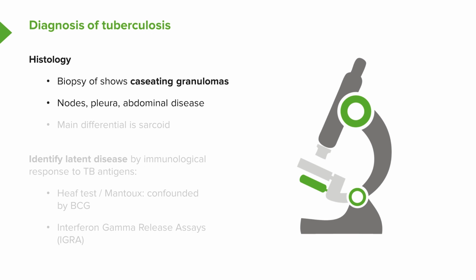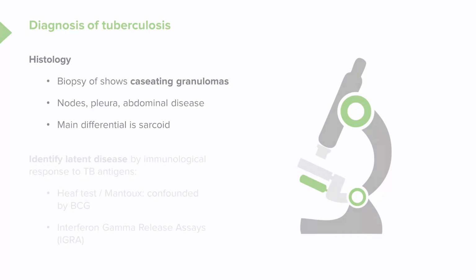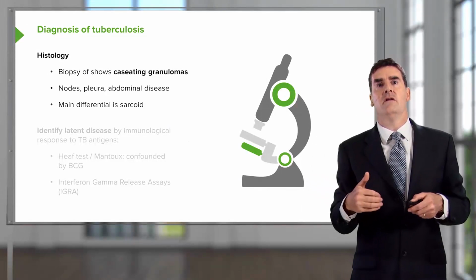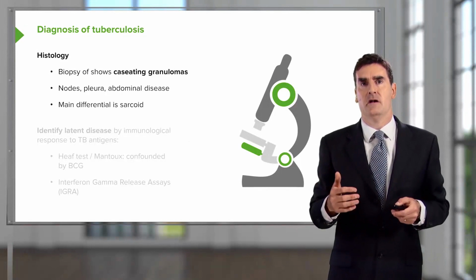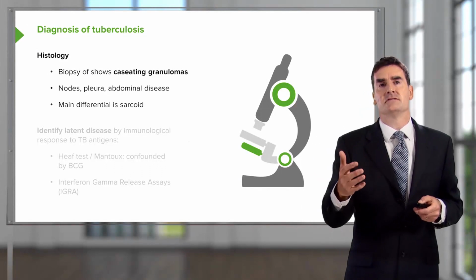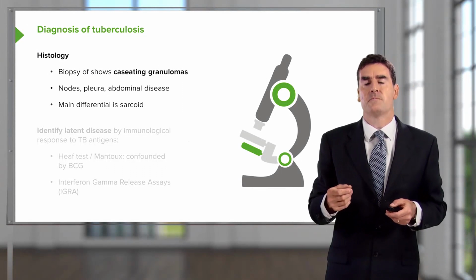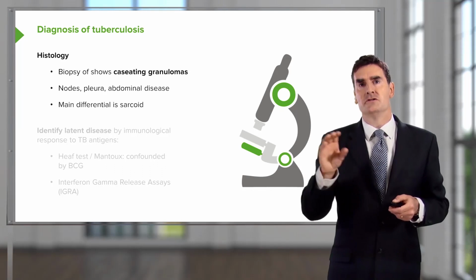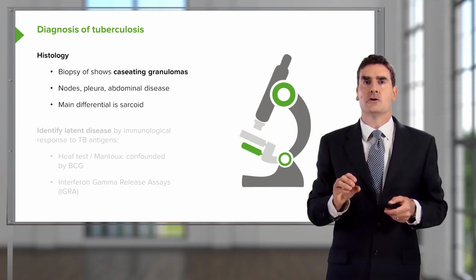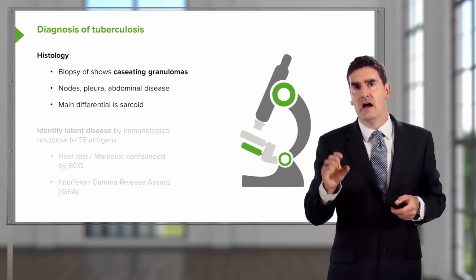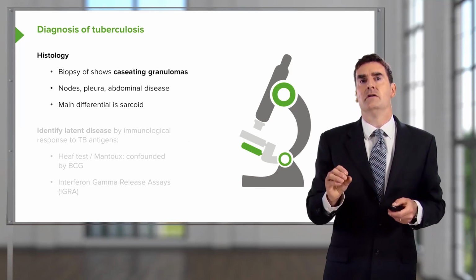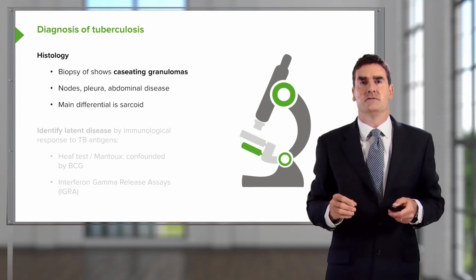Now, the main differential diagnosis when you have histology showing granulomas is sarcoid. Now, in most clinical circumstances, TB and sarcoid are not easily confused. The main exception being the presence of mediastinal lymphadenopathy. The difference between sarcoid and tuberculosis is that the granulomas in sarcoid tend to be non-caseating, and clearly you won't grow the bacteria M. tuberculosis from patients with sarcoidosis.